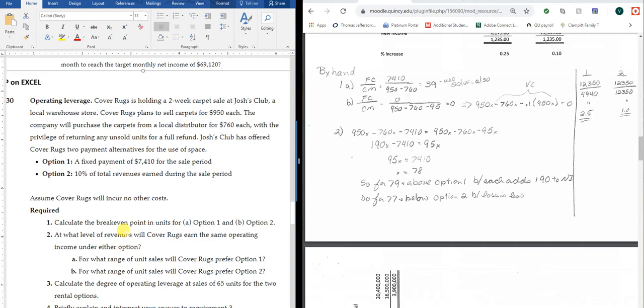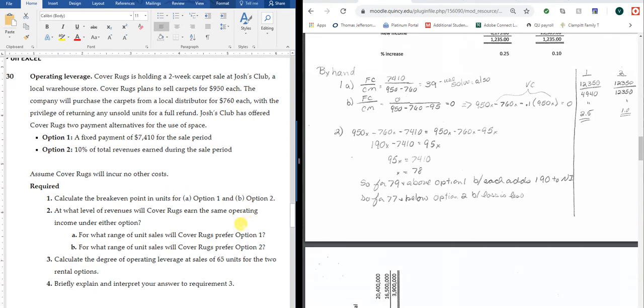Okay, so I want the break-even point for option 1 and 2, and the break-even is fixed cost divided by contribution margin. So my fixed costs are $74.10 divided by contribution margin, which is selling price minus variable cost. So $950 minus 760, and I get 390. You can use the Solver in Excel to do it. I might quickly go through that when we get it done.